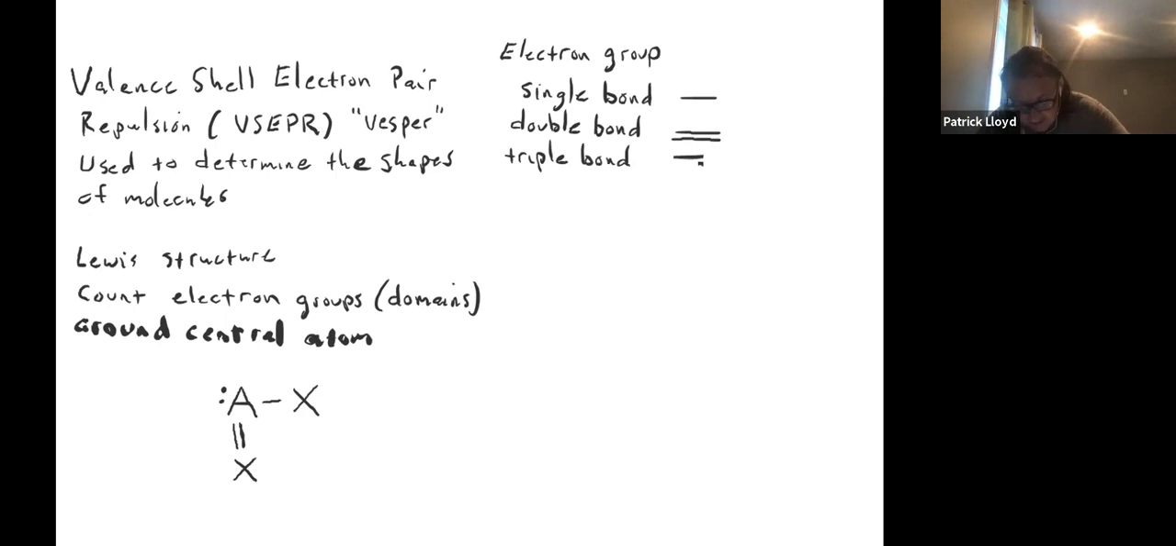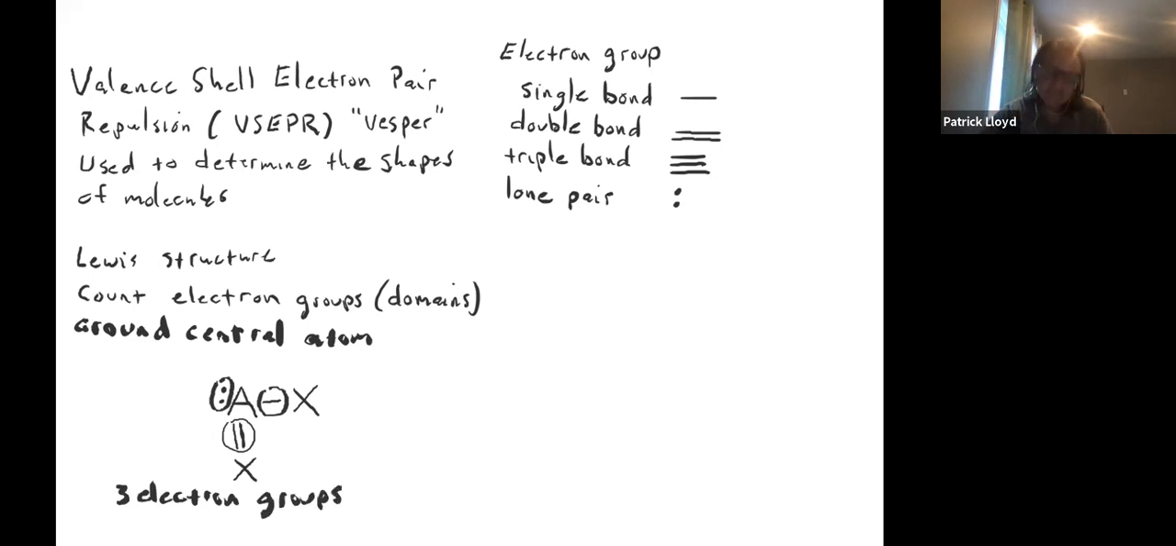In addition to that, a lone pair around the central atom counts as an electron group. So let's count for this one over here. We have one lone pair, so that's one group. We have one single bond, that's a second group. And we have one double bond, that's a third group. So we would say there are 3 electron groups around the central atom. Okay, so you're counting the number of groups.